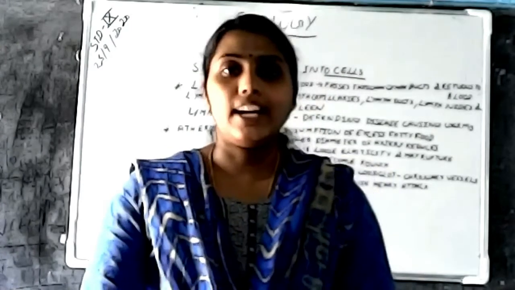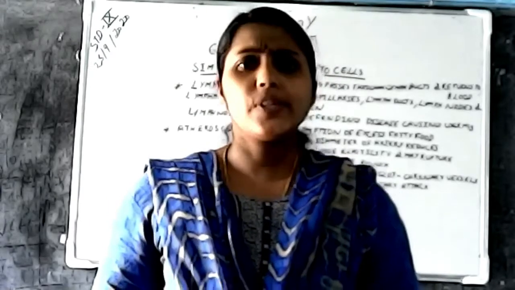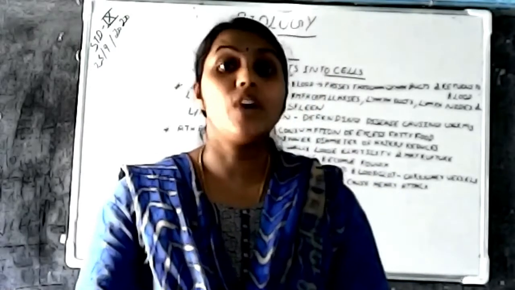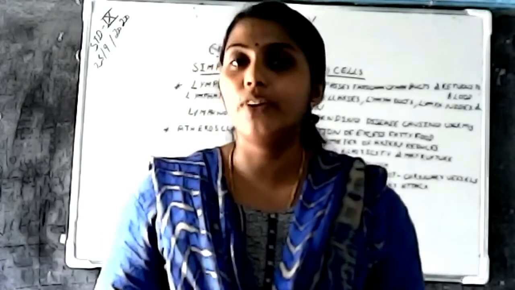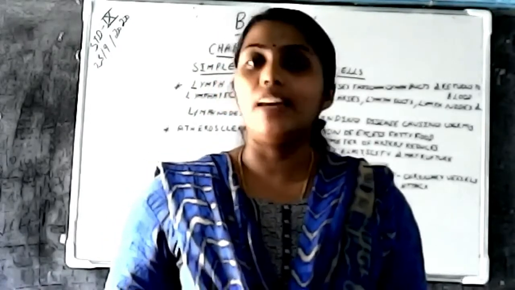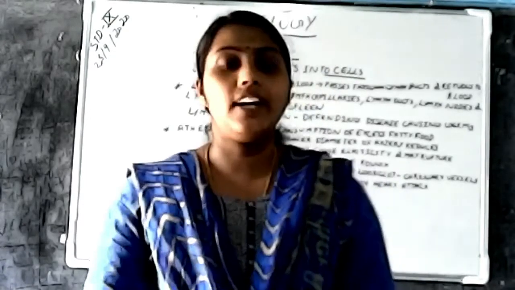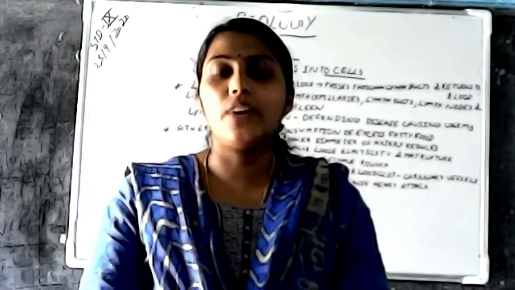We all know that in our body, the circulating fluid is blood. Other than blood, there is one more circulating fluid present in our body, that is the lymph. The lymph is formed from the blood itself. How lymph is formed, I will explain to you.